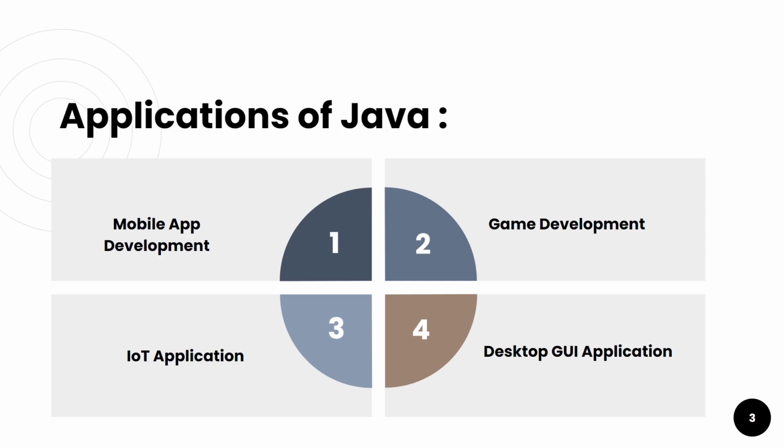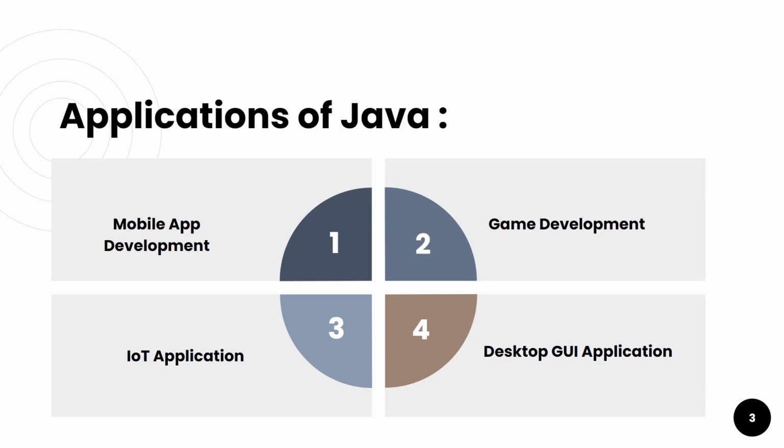The last application that we are going to look at is desktop GUI applications. We can also develop a GUI application using Java. Java provides AWT, JavaFX, and Swing for developing GUI-based desktop applications. These tools contain the pre-assembled components like lists, menus, buttons. Other applications of Java include web-based applications, big data technology, distributed applications, and cloud-based applications.